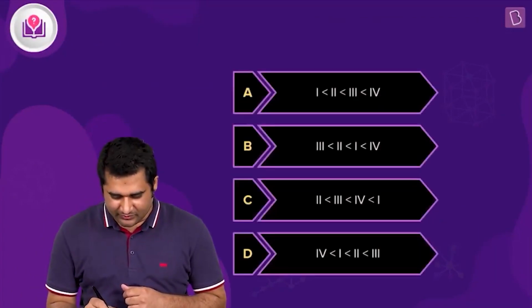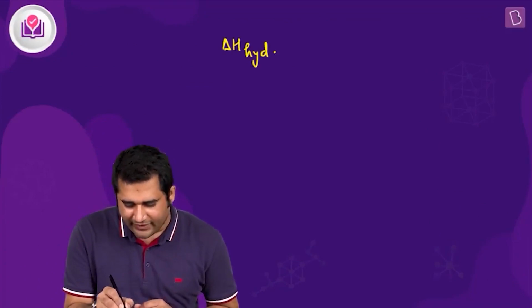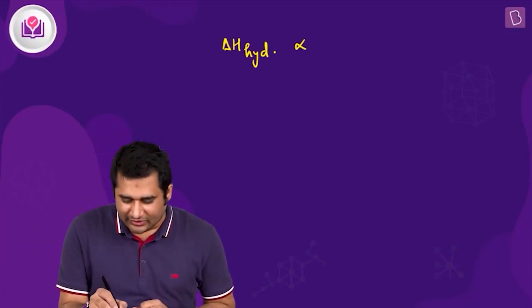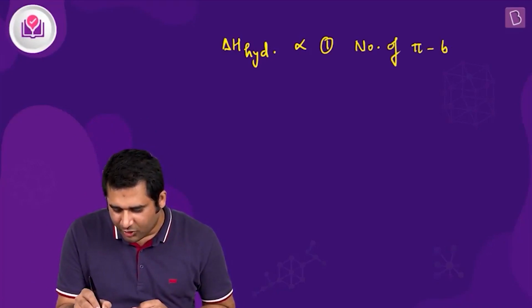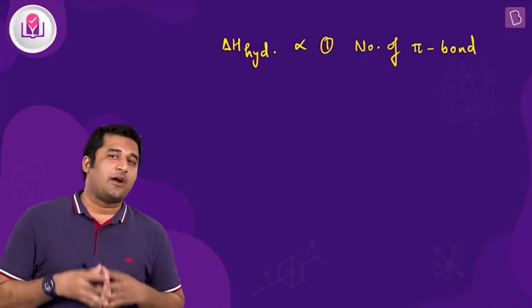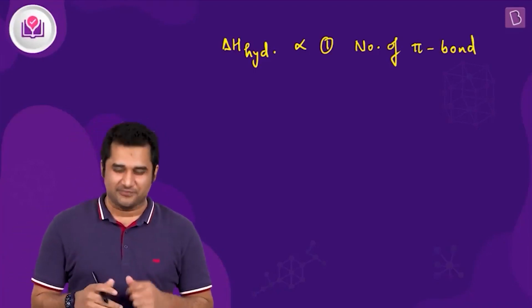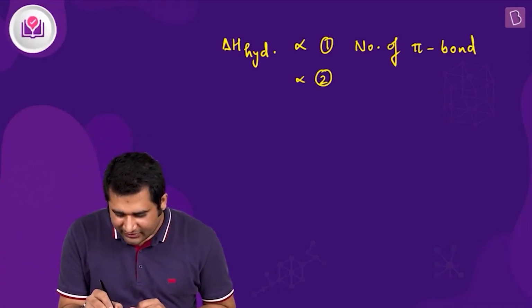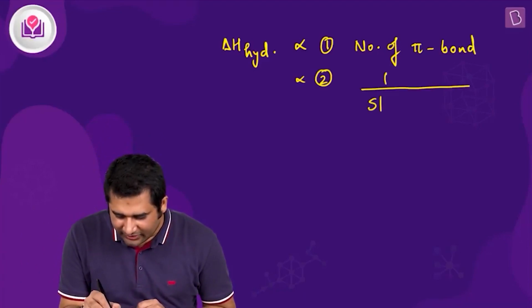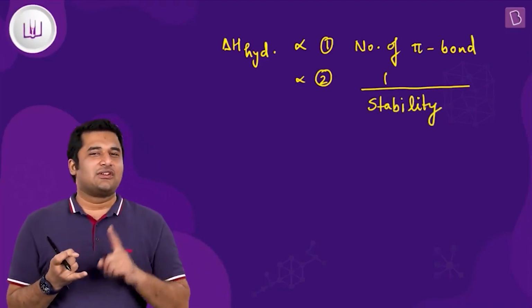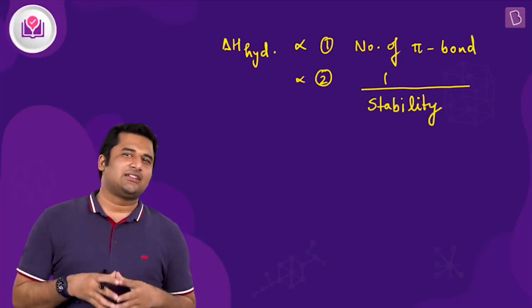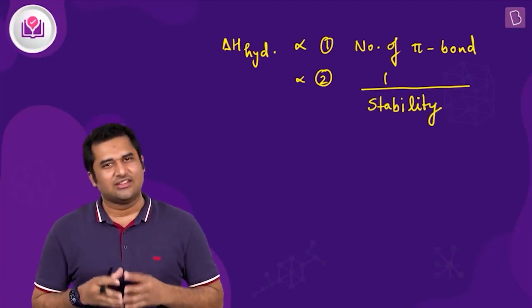So first of all, let me tell you the heat of hydrogenation depends on two factors. The first factor, and the most important or dominant factor, is the number of pi bonds. That means the compound with more pi bonds will have a higher heat of hydrogenation, whereas the second factor is that it is inversely proportional to the stability of the molecule. So these two factors are what we have to understand in order to answer this question.